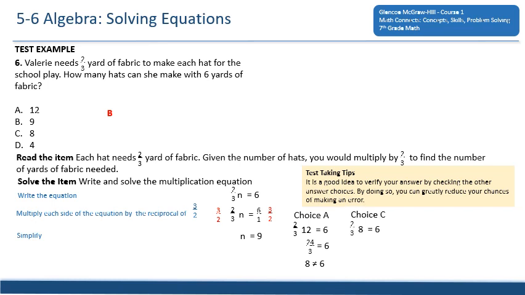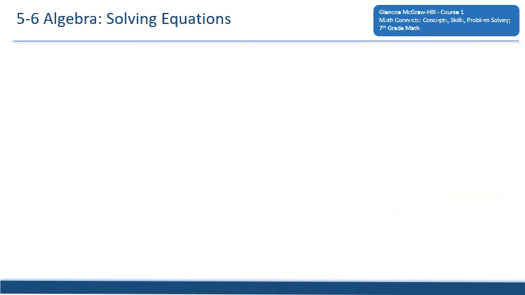So choice C, we have the same thing. 2/3 times 8 equals 6. If we multiply that out, it is 16 over 3, or 16 divided by 3 equals 6. And hopefully you notice that was not the case, because 5 1/3 does not equal 6. And then choice D, we have 2/3 times 4 equals 6. 8/3 equals 6, but it doesn't, right? 2 and 2/3 does not equal 6.